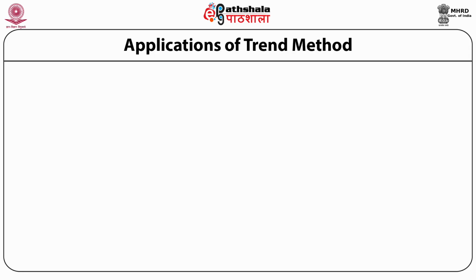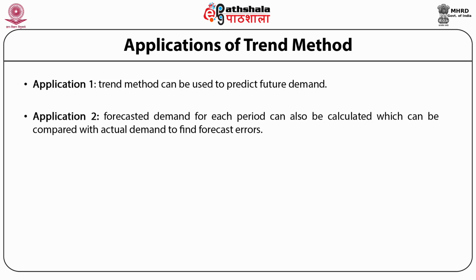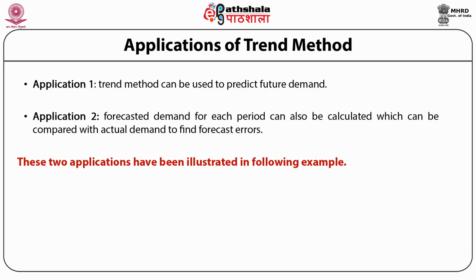The estimation of demand, which varies according to a trend, is illustrated by using the following example. This example also indicates the two applications of the trend method. Application 1 of the trend method is that it can be used to predict future demand. Secondly, the trend method can also be used to forecast demand for each period, which can be calculated and compared with actual demand to find forecast errors. These two applications have been illustrated in the following example.